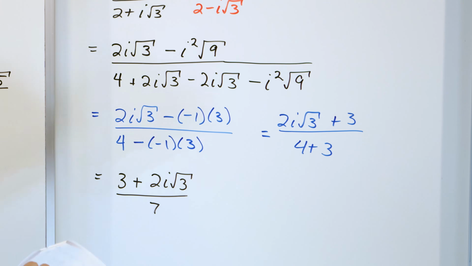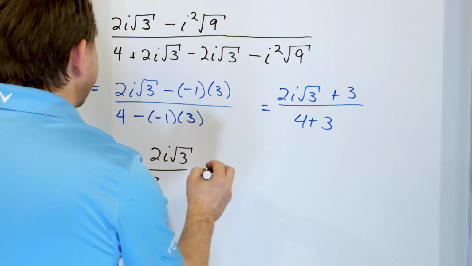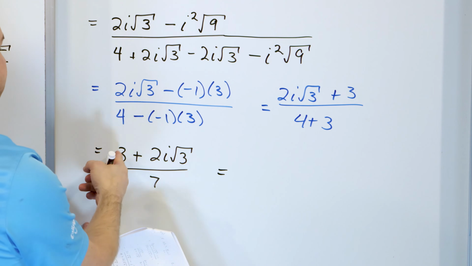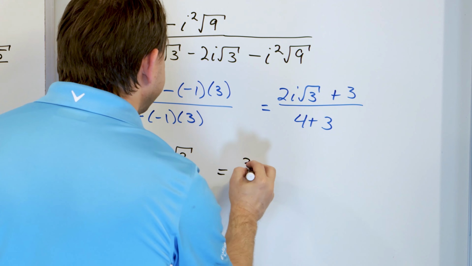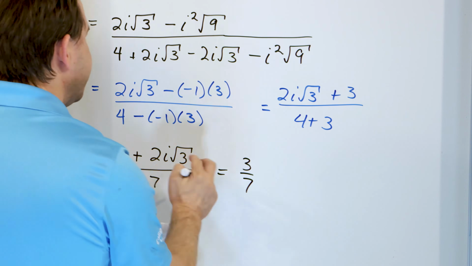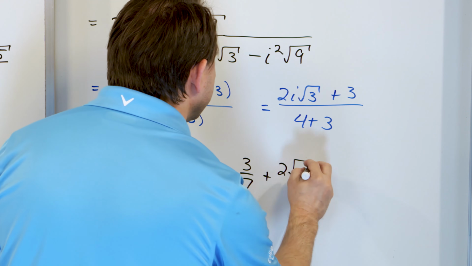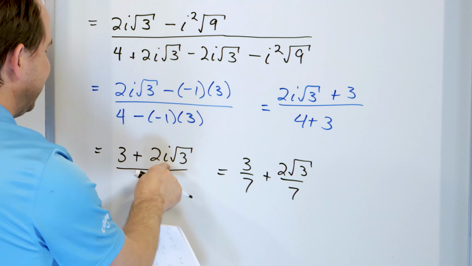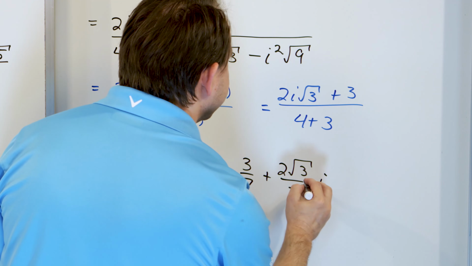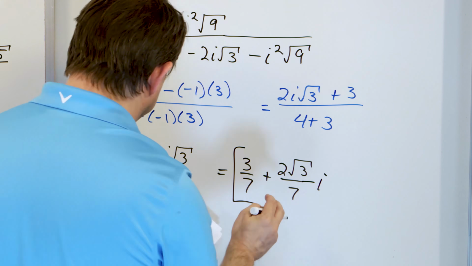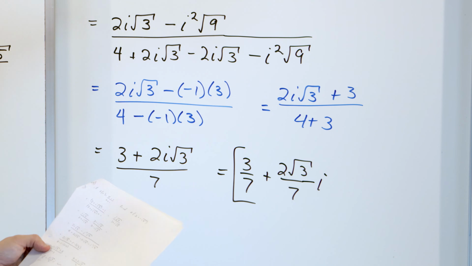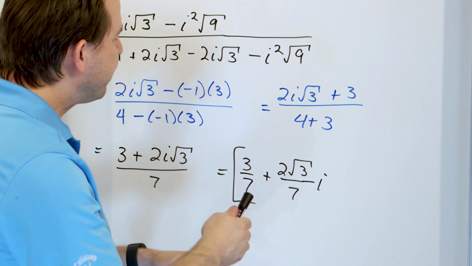So we're basically done, but we need to split it apart into the real and imaginary parts. We can't really factor with 2, 3, and 7, so we just split it up. 3/7 plus, then the 2 root 3 over 7 times the i, like this. And this is going to be the final answer: 3/7 plus 2 root 3 over 7 times i. That's the final answer. Pretty complicated.